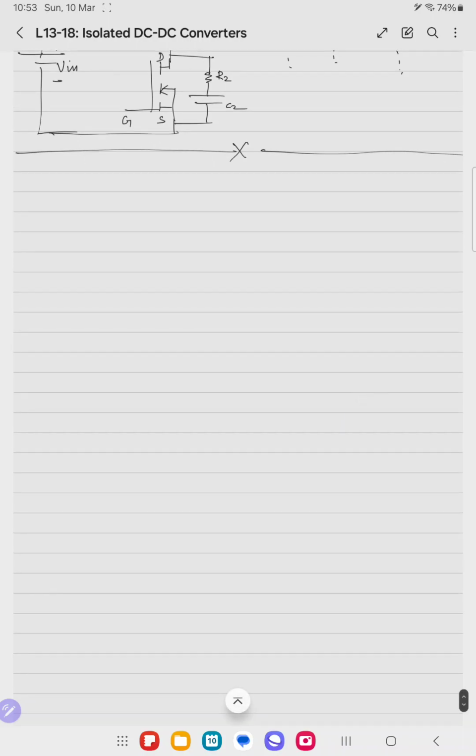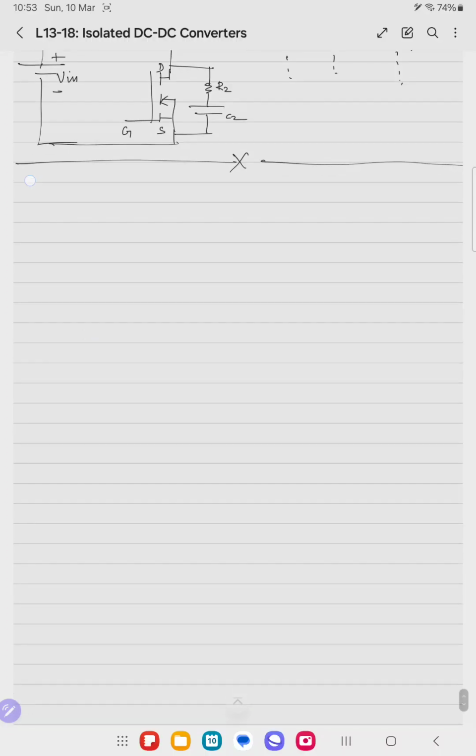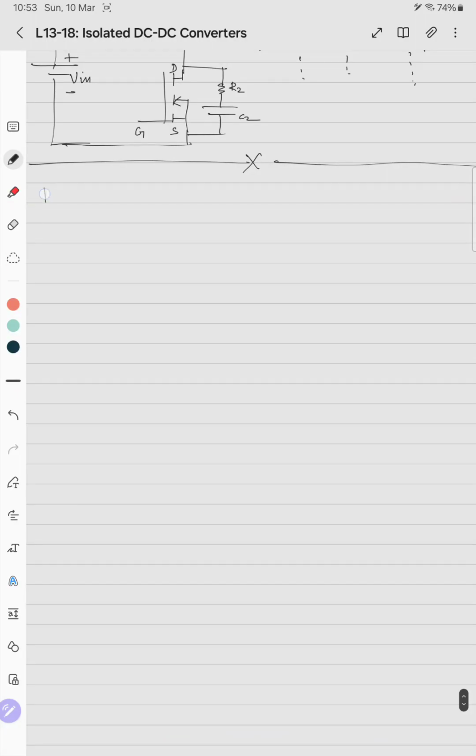I'll draw the circuit diagram of the half bridge as well as the full bridge converter. So the secondary is the same for both the half bridge as well as the full bridge configuration. The secondary side of the circuit is similar. So first I will draw the half bridge converter.